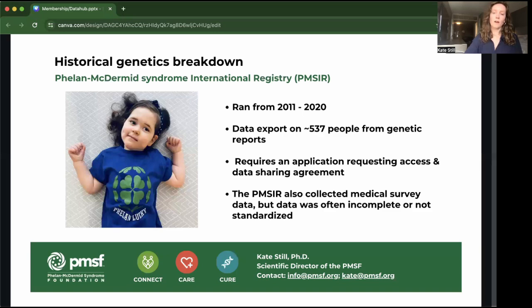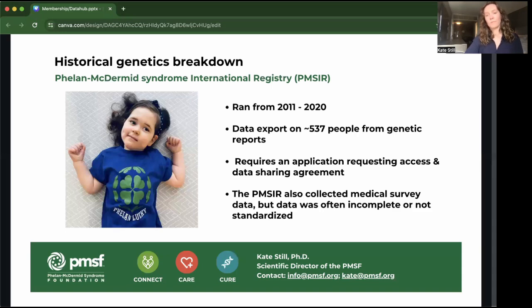The PMSIR also collected demographics and medical survey data. These have been very helpful in having great outcomes, and a couple of publications have been published or are being published even more recently that may be presented at this meeting from the PMSIR data.